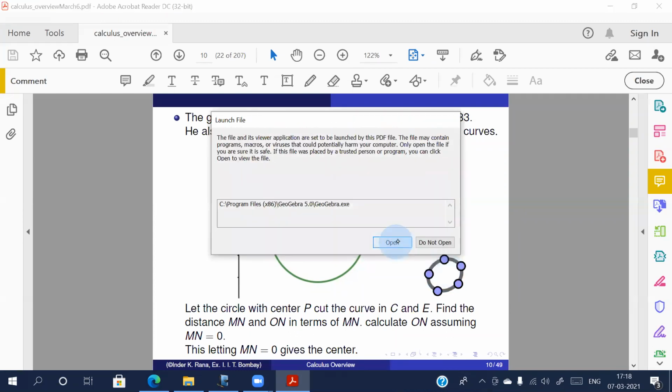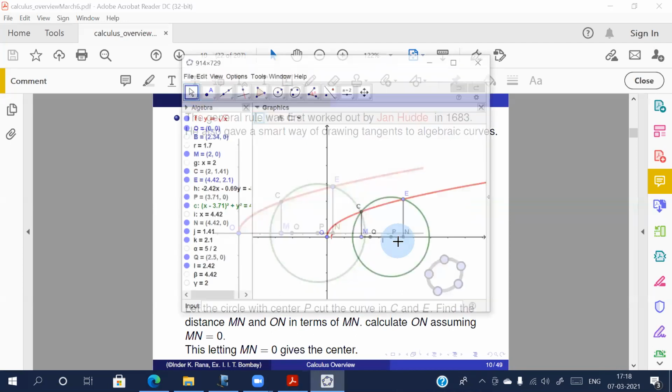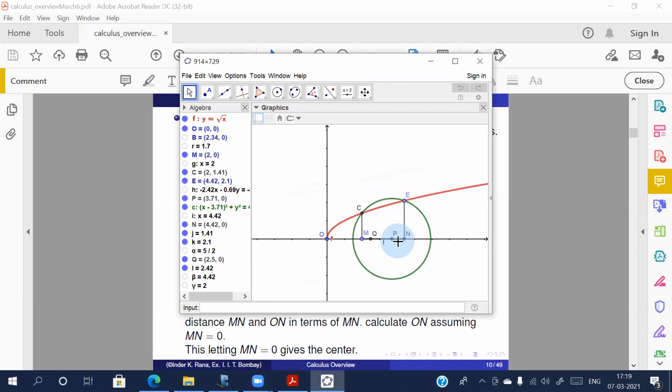So let me probably show you how that is possible in the software. This is only a way of illustrating some things which you can do. So here is a point E. If we move this point E so that this MN becomes 0, then this point becomes the normal to the circle as well as to the tangent. So the perpendicular line there will be the tangent to that curve also.